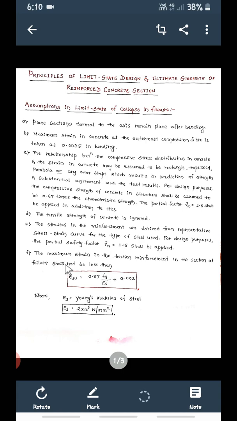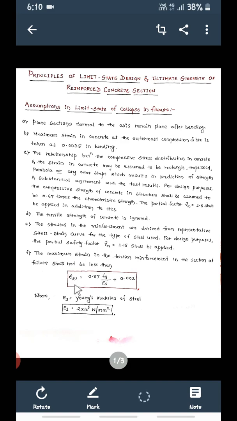Then the maximum strain in the tensile reinforcement in the section at the time of failure shall not be less than this formula. So when the steel fails, the strain should not be less than this. Small e is strain, so it is the ultimate strain. U means ultimate strain in steel. Small e indicates strain. U indicates ultimate, meaning at the maximum, at the time of failure.